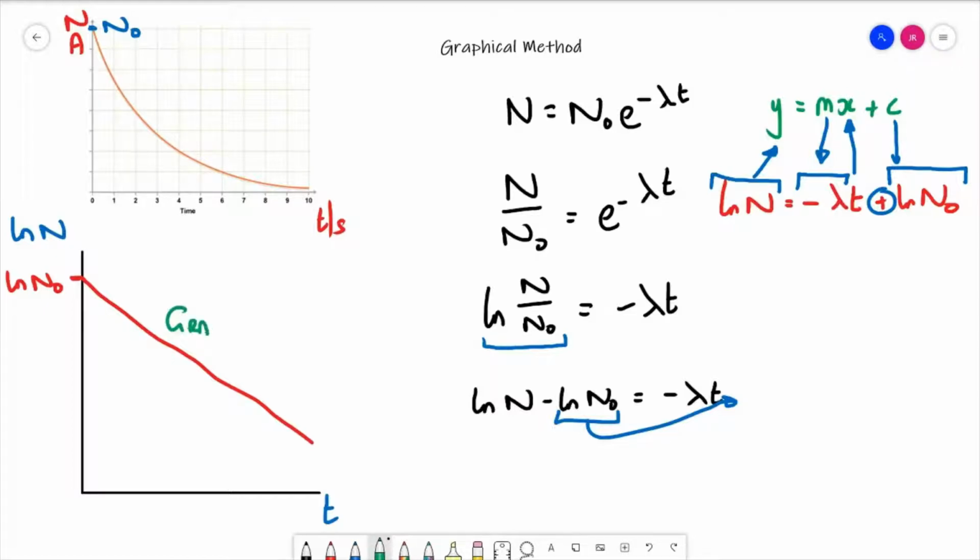So gradient will equal minus lambda. In other words, calculate the gradient, which we know will work out as negative, and then if you just remove the negative sign from your calculated gradient, from that you will be able to calculate the decay constant.